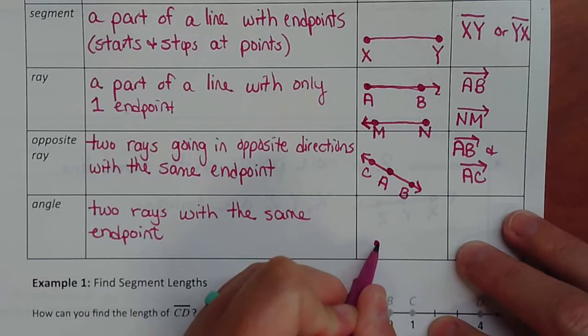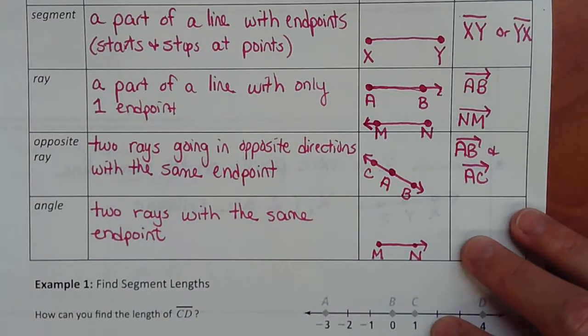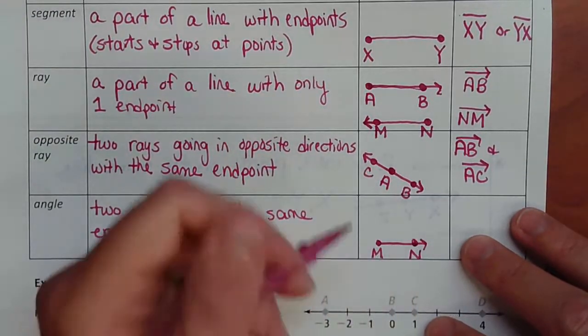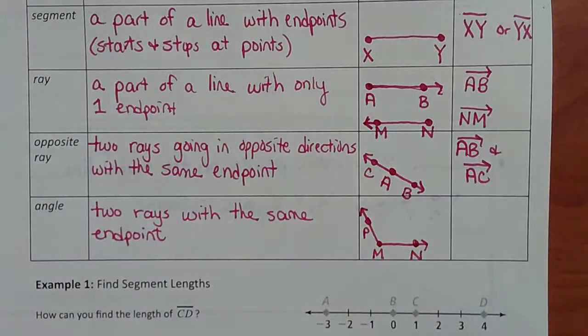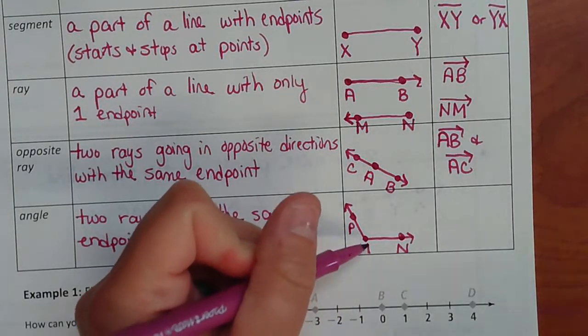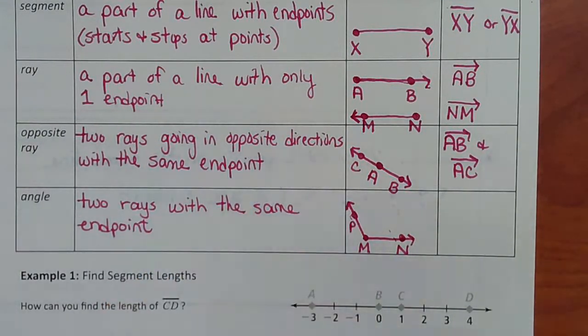So I'm going to draw a ray right here. This I'll call ray MN. And then I have to draw another ray with the same endpoint. That's the only rule. It doesn't have to go opposite. It can go wherever you want. I'm just going to go kind of out a little bit. And I'm going to call that MP. And that's an angle. It's an angle because it's two rays, MN and MP, and they have the same endpoint as M. And you could measure this from ray to ray. That's how you would figure out the degree measure. If I were to bust out a protractor, you could actually figure out what the degree measure is. We're not going to do that today.